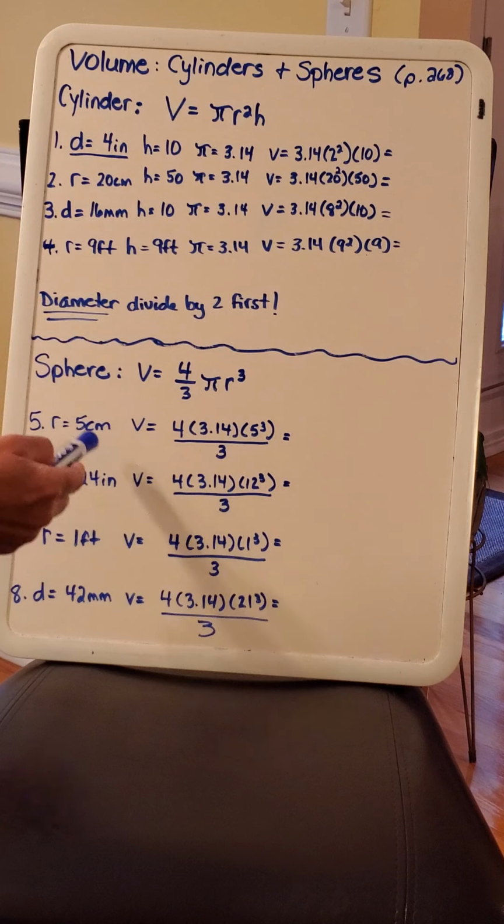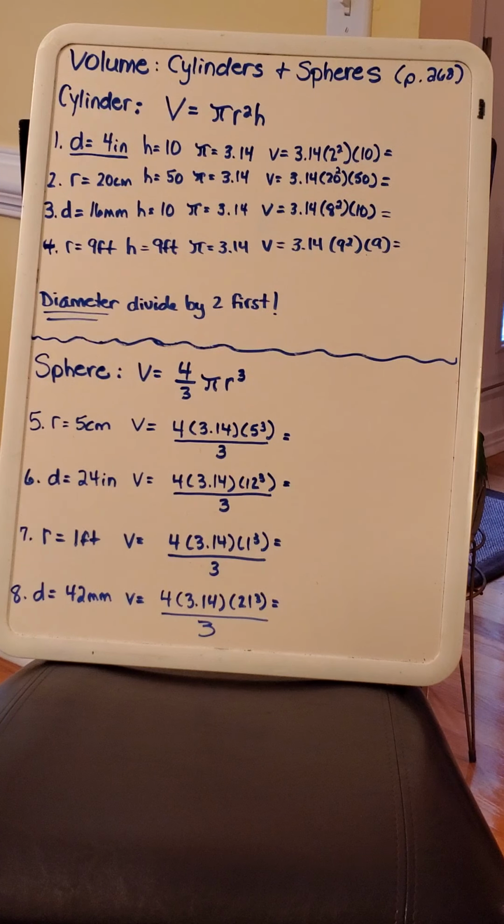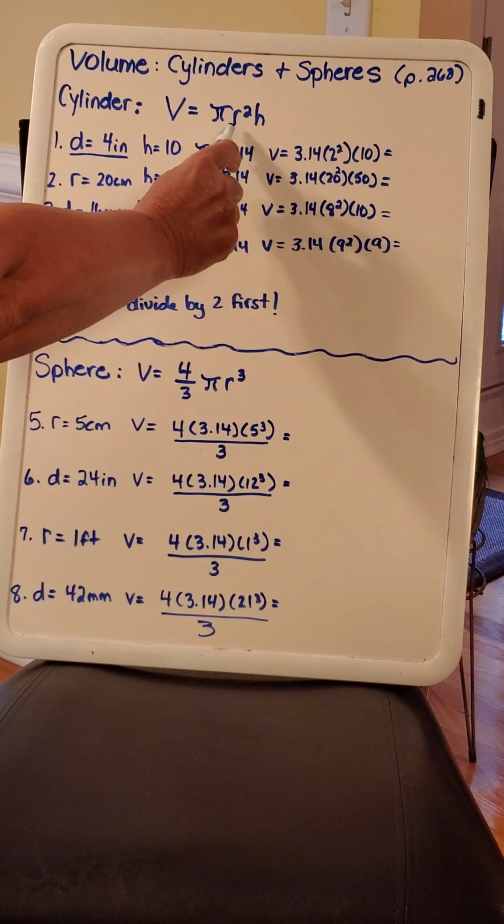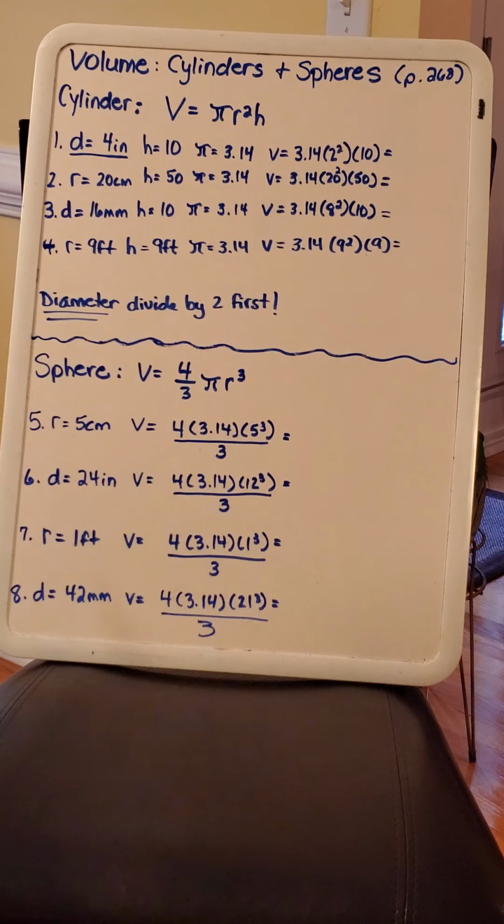So for both of these, the rule that I have written here, diameter divide by 2 first, that rule will apply to both the cylinder and the sphere, because if you look at the formulas, they are based on radius, okay, and radius is half of the diameter. So be sure, if you have a problem that has diameter, to divide it by 2 first. So you'll see here we have diameter, radius, same here. So if it has D, diameter, divide that number by 2 so that you will have the radius.